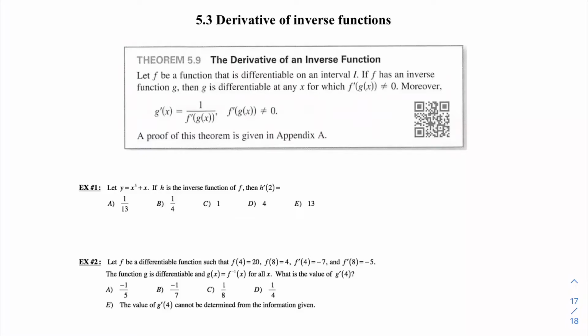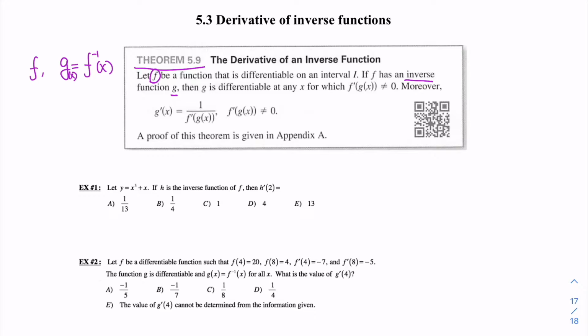In this lesson, we are going to learn 5.3, the derivatives of inverse functions. What's the relation between the derivative of inverse functions? Based on theorem 5.9, given function f, that's our original function, is differentiable. And if f has an inverse, we call it g. So f, and the inverse is g. Sometimes we write g of x is the same thing as f inverse of x.